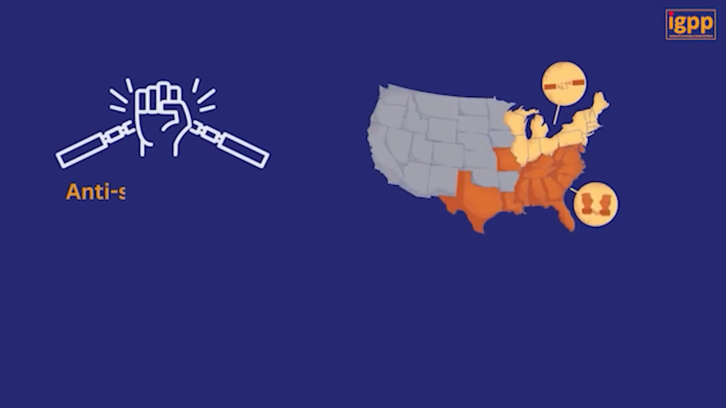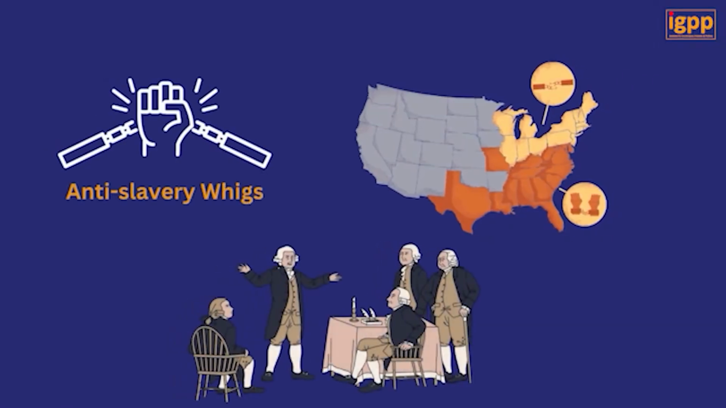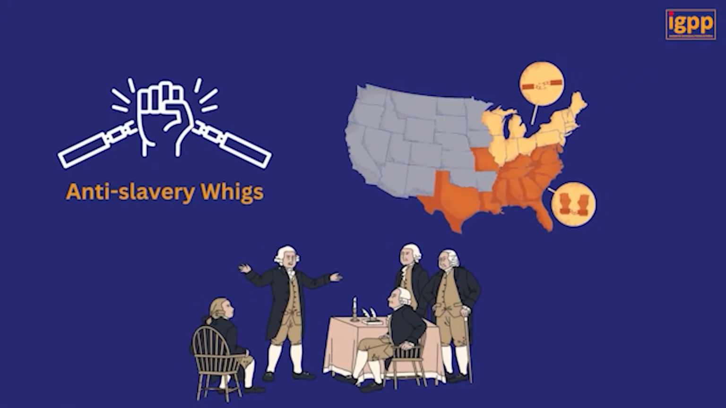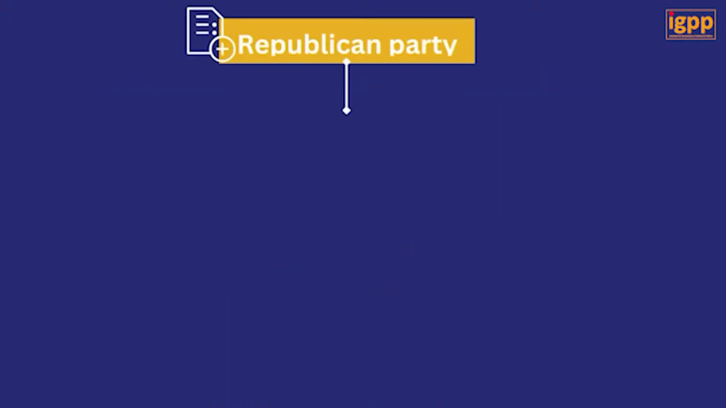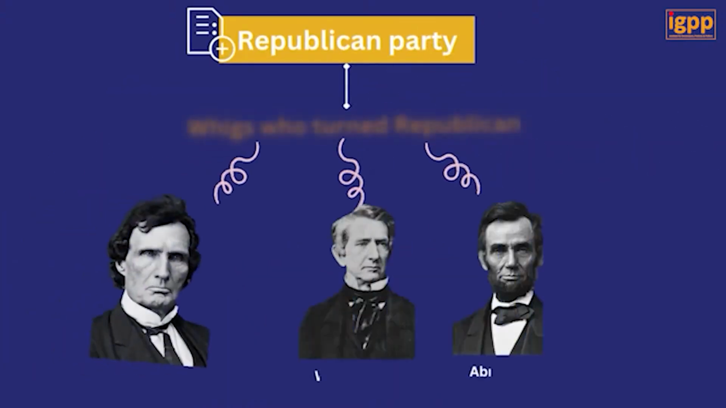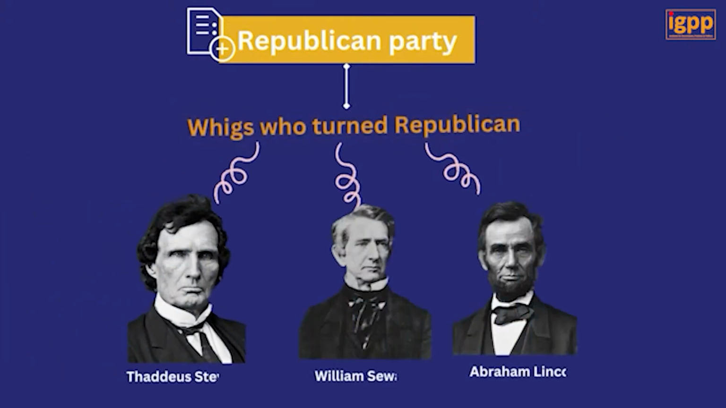Anti-slavery Whigs, deciding that their party wasn't sufficiently committed to halting the spread of slavery, splintered off and formed the Republican Party along with the anti-slavery Democrats. Among the former prominent Whigs who turned Republican were Thomas Stevens, William Seward, and Abraham Lincoln.